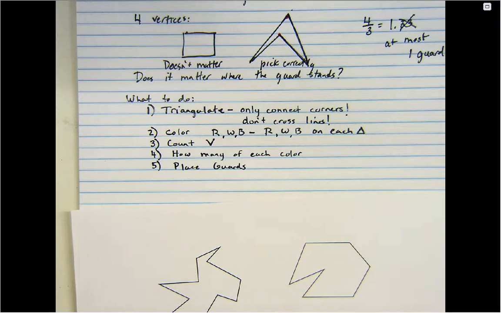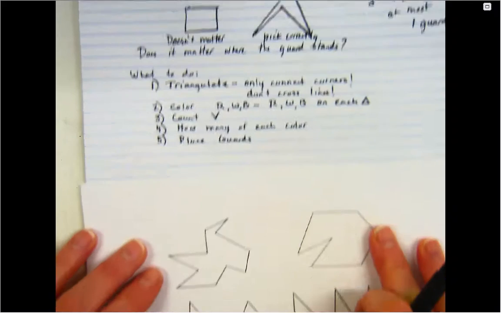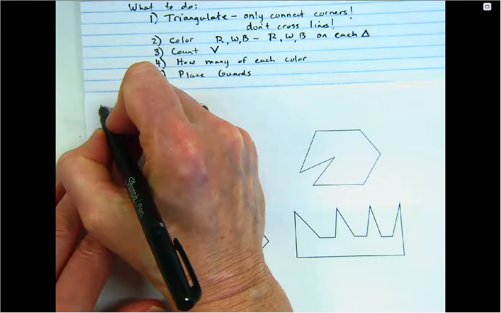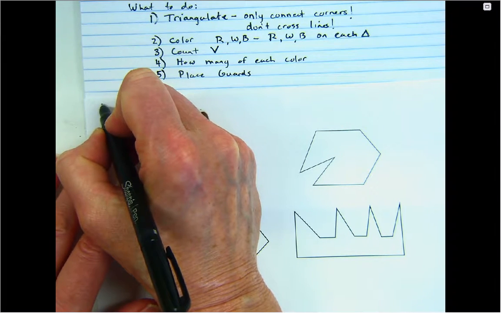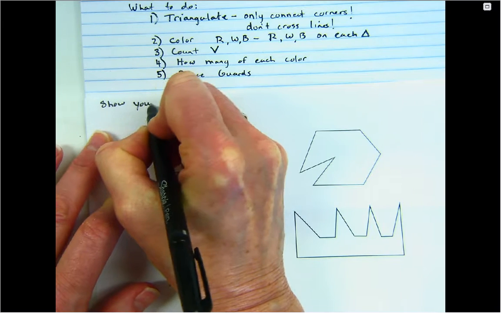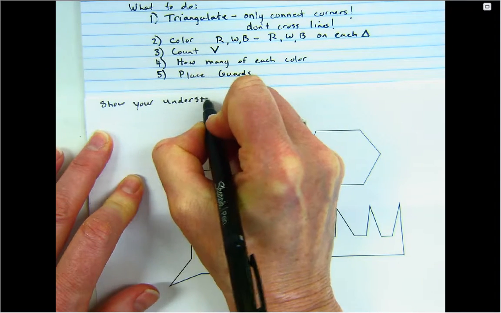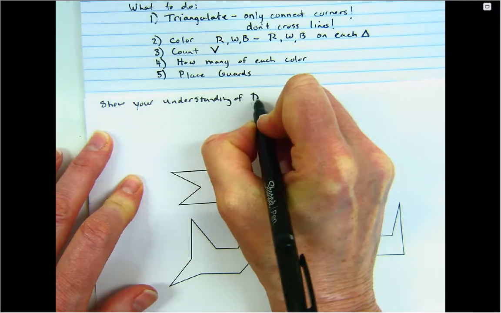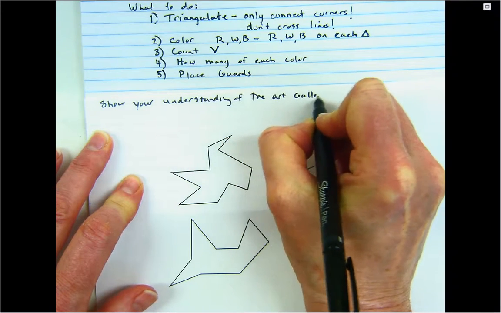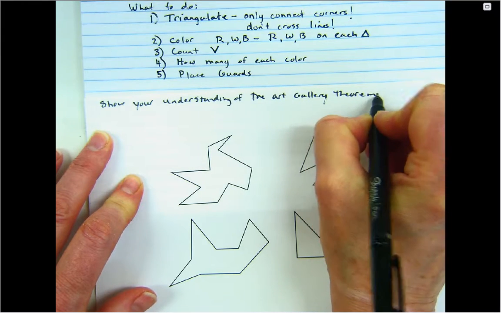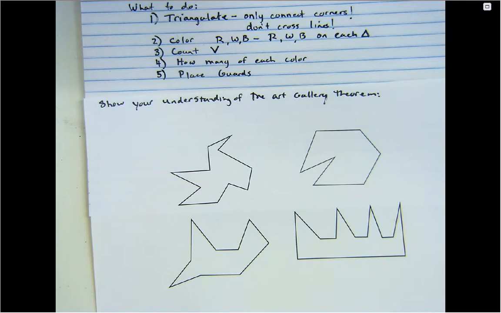So when you see this, you'll see a figure like this on the quiz. Actually, you'll see a couple figures, and the quiz will say, ignore the shape that's not a polygonal closed curve. So you'll have to pick out which one's a polygonal closed curve on the quiz. And then the quiz will say, show your understanding of the art gallery theorem by doing the instructions that I just numbered above there, okay? By triangulating and coloring, and placing the guards.